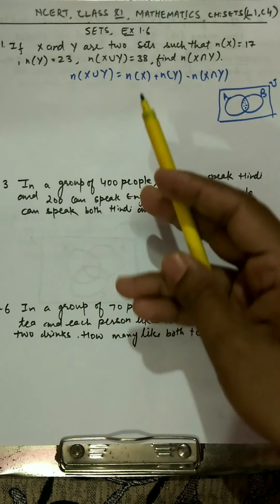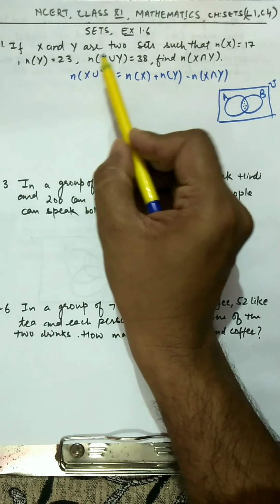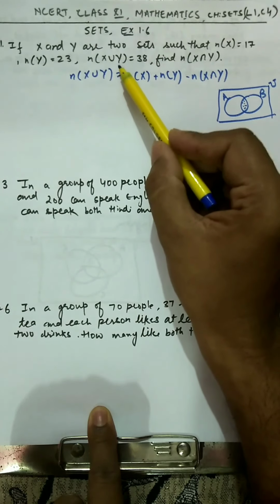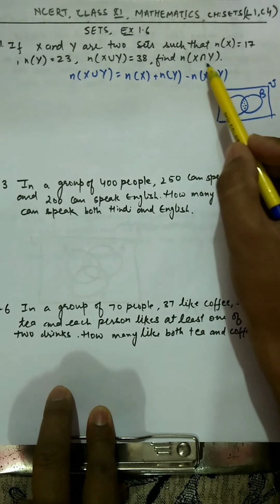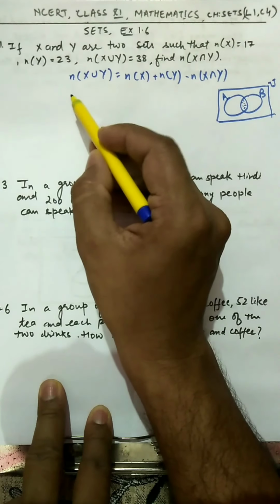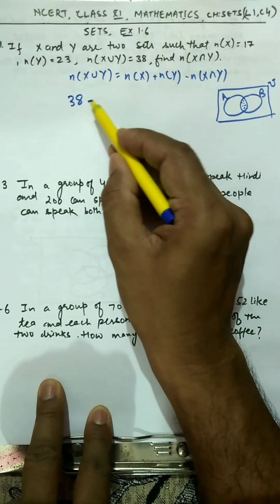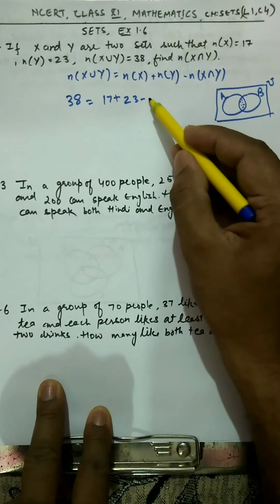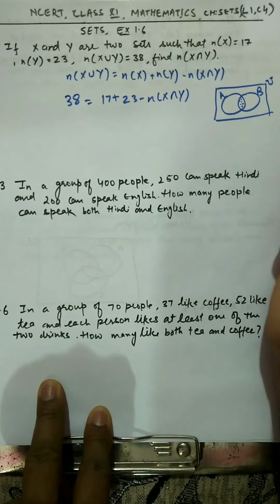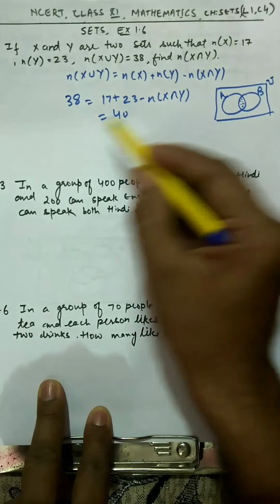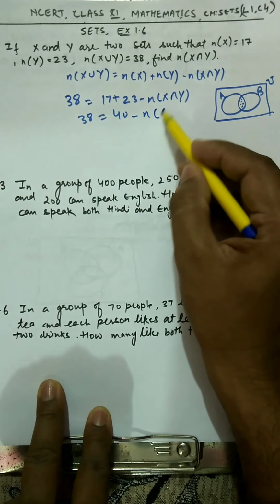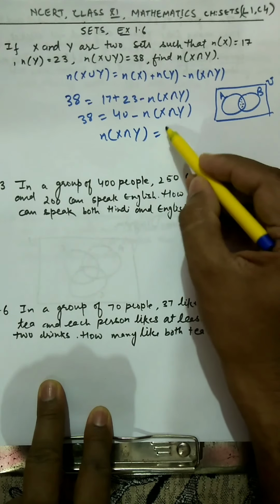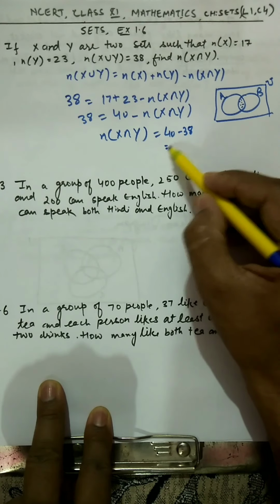We use this formula in this question. It is given that n(X) has 17 elements, the number of elements in Y is 23, and the number of elements in X union Y is 38. We have to find the number of elements in X intersection Y. So we substitute all the values: 38 is given, n(X) is 17, n(Y) is 23, and this we don't know, we have to calculate n(X intersection Y). Here 17 plus 23 is 40, this is 38, so n(X intersection Y) is 40 minus 38. So the answer is 2.